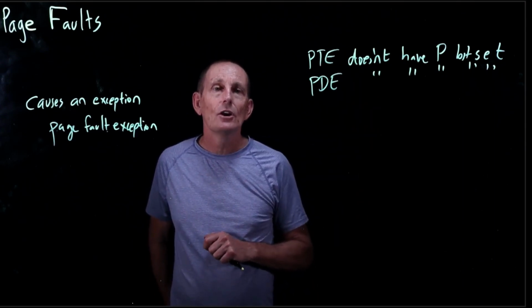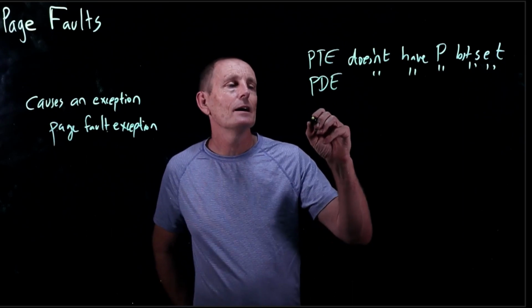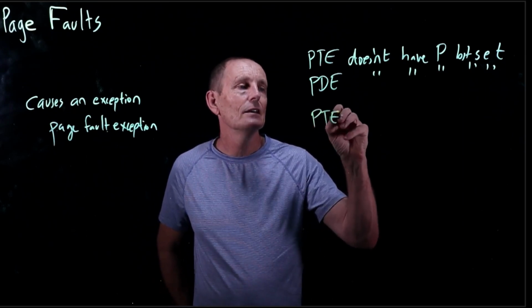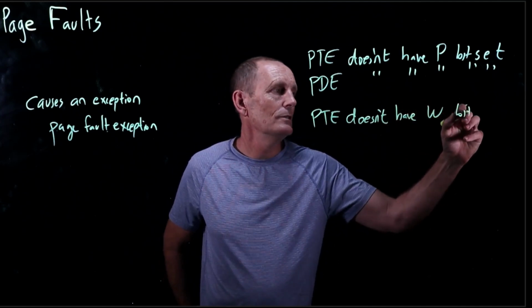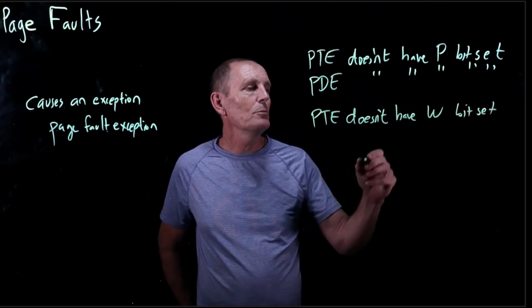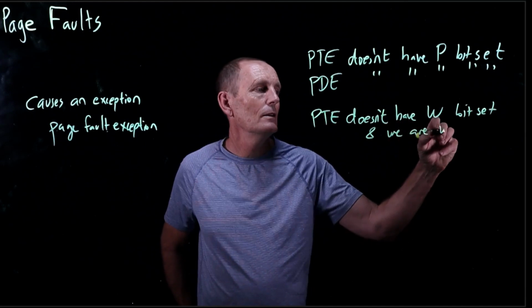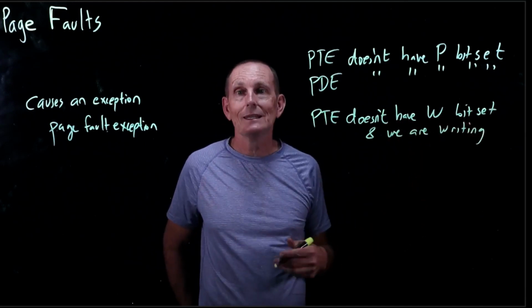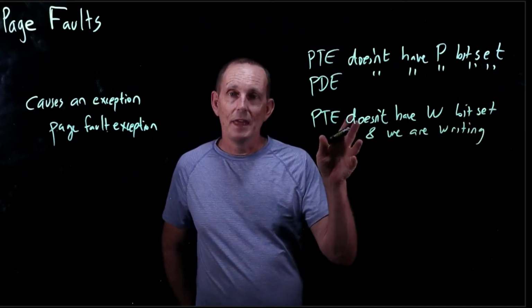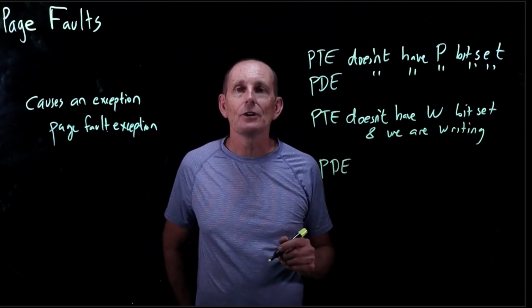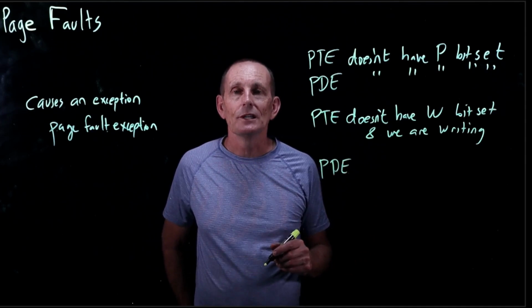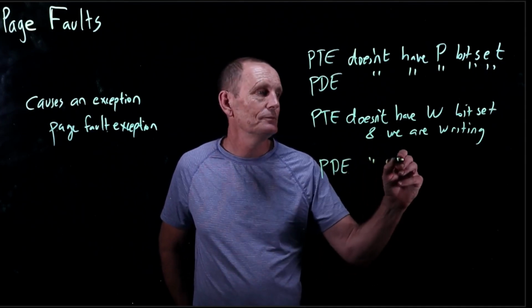Can we think of another cause? Well, sure. Let's say the PTE doesn't have the write bit set, and we're writing. Right? If we're reading and it doesn't have the write bit set, that's fine. So that causes a page fault exception. Similarly, if the page directory entry doesn't have the write bit set.